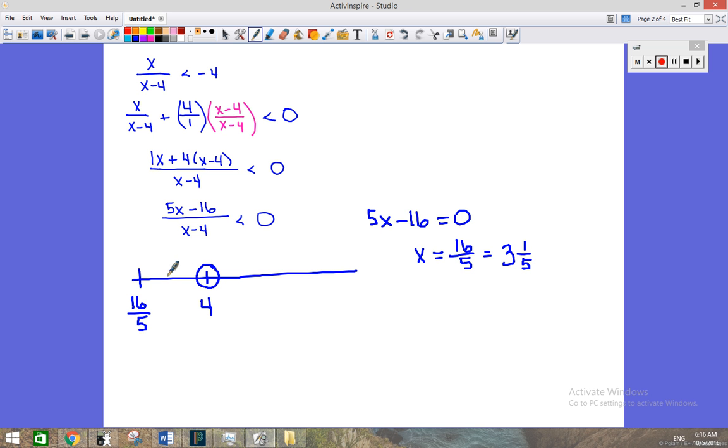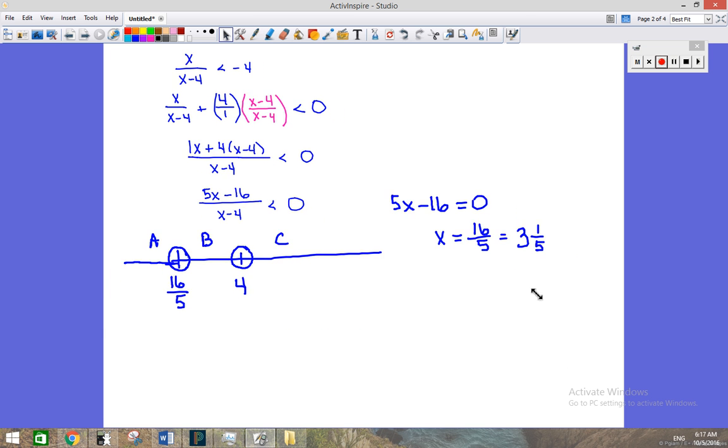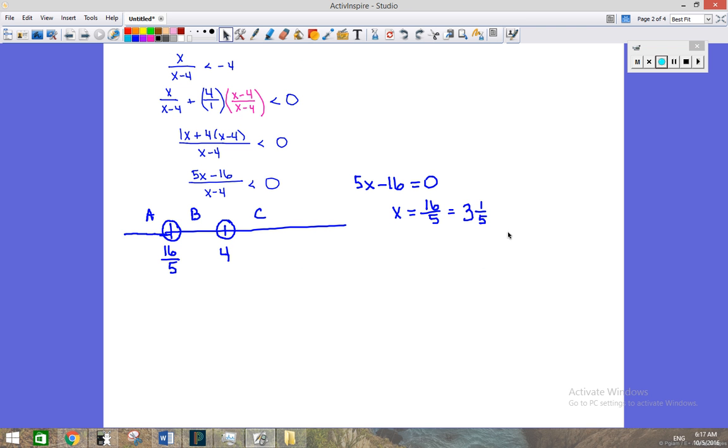Alright, now to determine whether to shade or not to shade this, it was clear that I needed to leave 4 hollow because it causes division by 0. Since this is a strict inequality, I need to leave this hollow as well. If it had less than or equal to, I would come in and shade that in, but it doesn't have less than or equal to, so I'm not going to shade that in. Now this divides my number line into 3 regions. So I'm going to pick a test point from each region and determine whether this original inequality is a true or false statement.